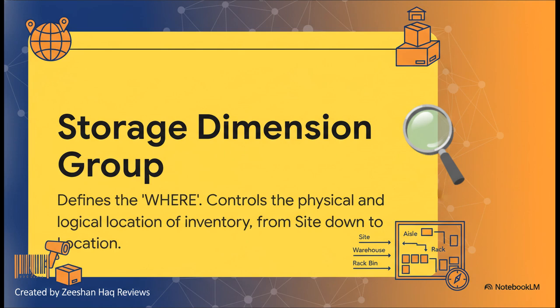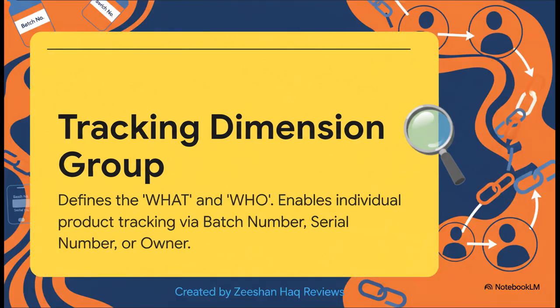Now, this DNA is split into two main categories. First up, you have the storage dimension group. This is all about the where. It defines the physical and logical places your inventory can be. Everything from a high-level site down to a specific warehouse and all the way down to a single bin location on a shelf. The second category, that's the tracking dimension group.